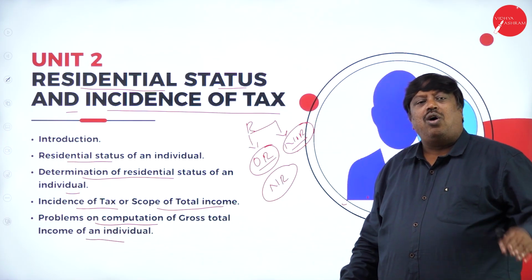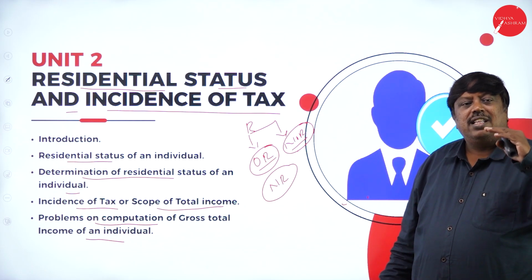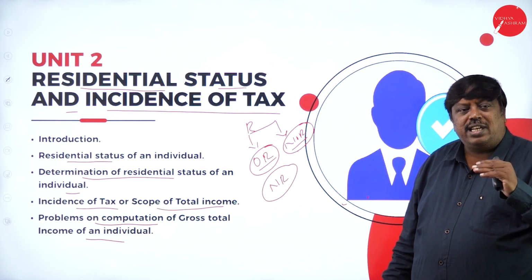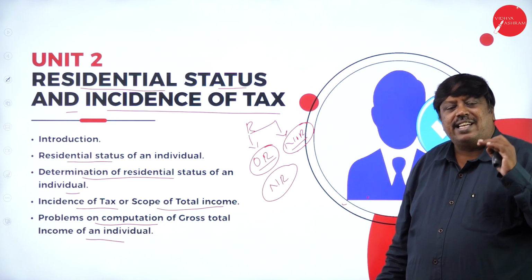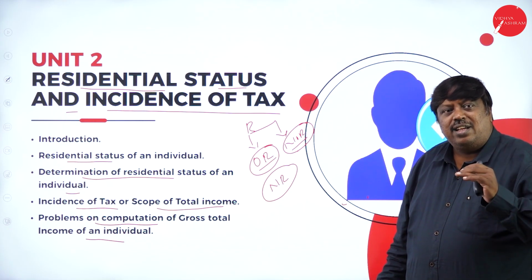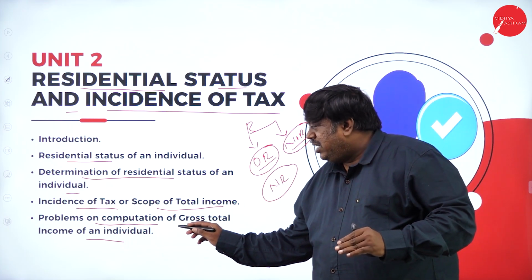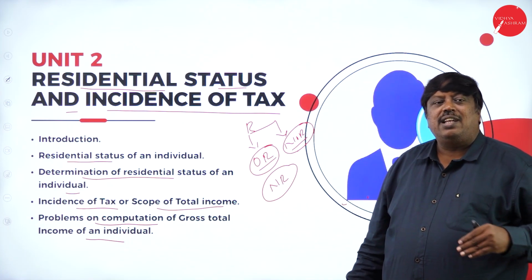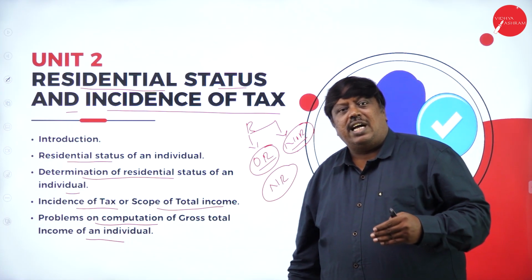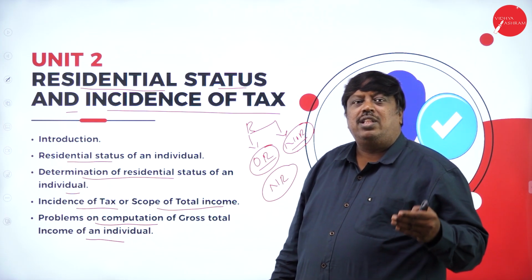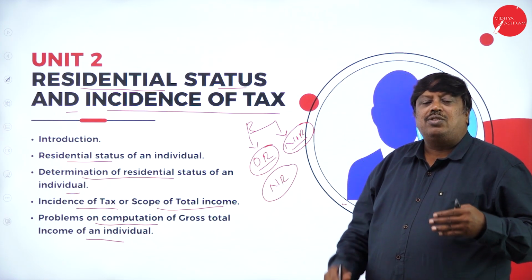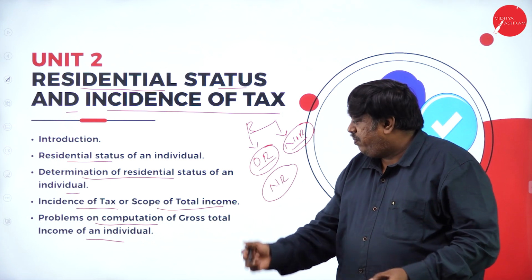Next we have problems on computation of gross total income of an individual. We are going to write all the 5 heads of income, total them to get the gross total income, and deduct the standard deduction. Then we are going to calculate the taxable income. We are going to give the format and solve some problems, and we are going to give you additional information on how to solve the other problems which you're going to get in the examinations.